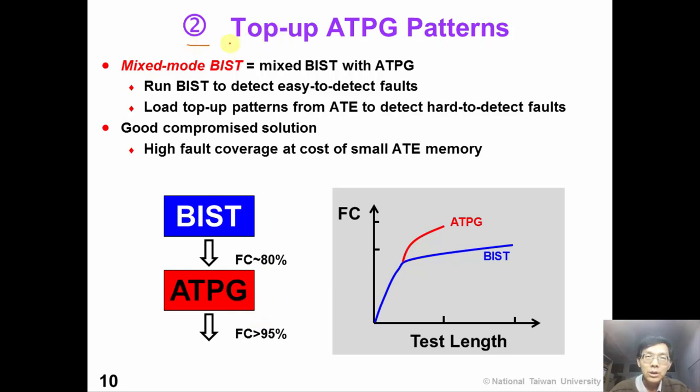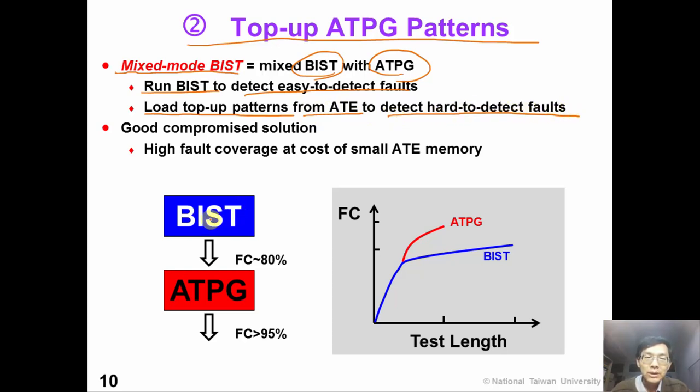The next solution, we can use top-up ATPG patterns. This is also known as mixed mode BIST, which mixes the BIST with traditional ATPG. First, we run BIST to detect the easy to detect faults, and then we stop BIST and load top-up patterns from ATE to detect the remaining hard to detect faults.